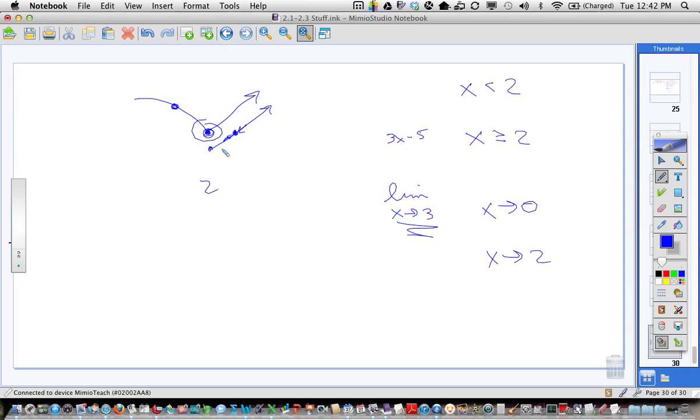So we're going to do what? Plug it into both of them, right? We got to plug the 2 into both of them because that's where the break is. So you plug a 2 into this, and you get 1. And what do you get when you plug it into this one? Also 1. So it must be this scenario here. They must meet at 1, at a y value of 1. So as x approaches 2, both of these meet at 1, so the limit is 1. Okay?